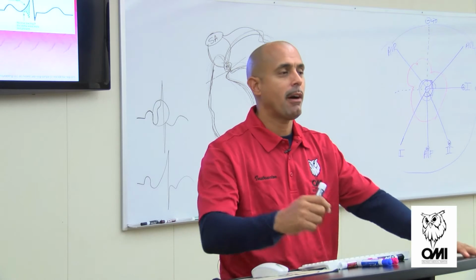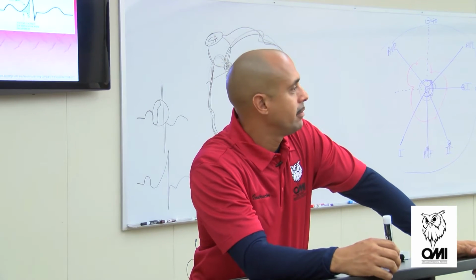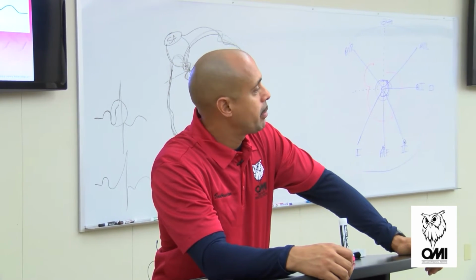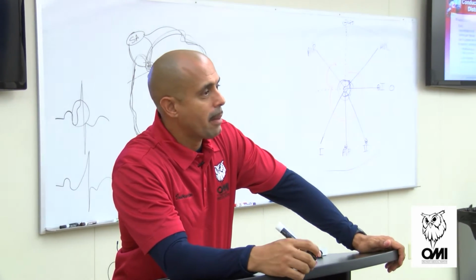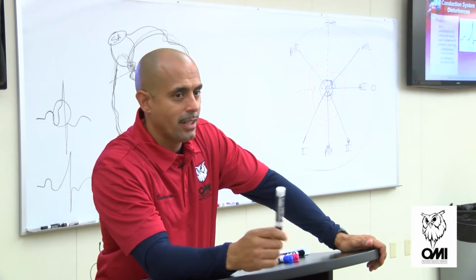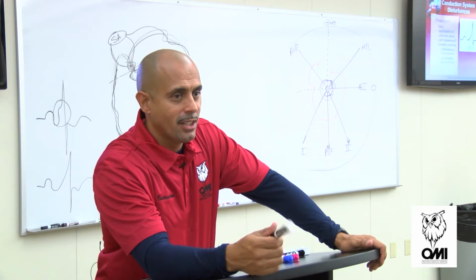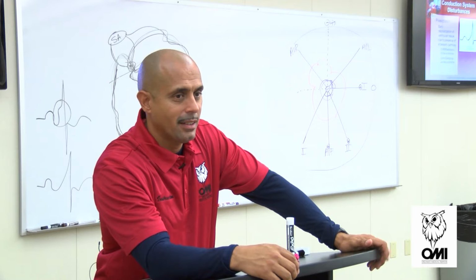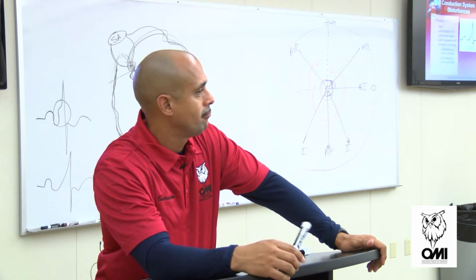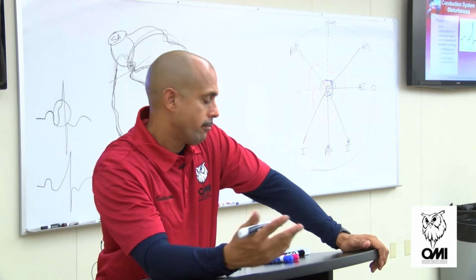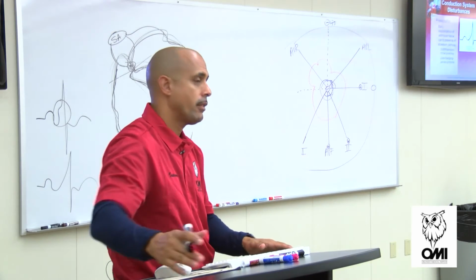Now, you remember we talked about right axis and left axis deviation? If I have right axis deviation and they have a history of WPW, where's that bundle of Kent at? The right side. If I have WPW and left axis deviation, where do you think that bundle of Kent's at? The left side. So you can use deviation to help determine where it's at. All right. Fair enough? Everybody with me?